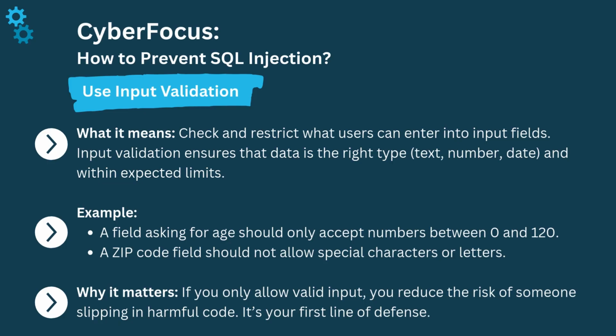We can use tools like input validation to prevent SQL injections. This means that you're going to check and restrict what a user can enter into any input field. Input validation ensures that the data is of the right type and within expected limits. Why does this matter? If you only allow valid data, you reduce the risk of someone slipping in harmful code. Remember, this is your first line of defense.